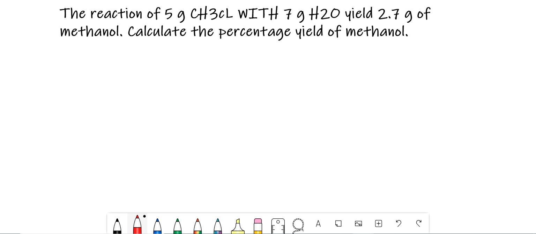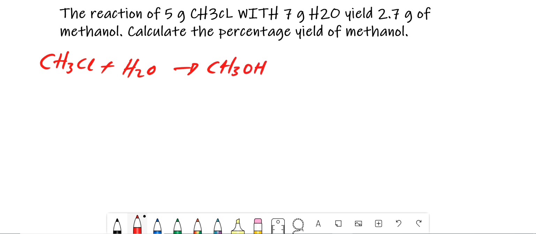First things first, we have to write a balanced chemical equation for this reaction. We are told methyl chloride reacts with water to give, and already we have a clue that there is methanol involved, CH3OH, plus, in this case, HCl. So the next step is to check if the equation is balanced.